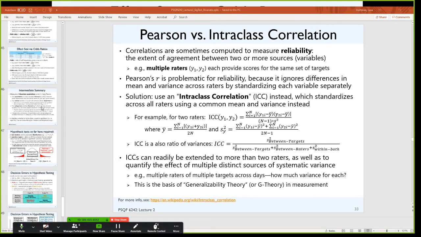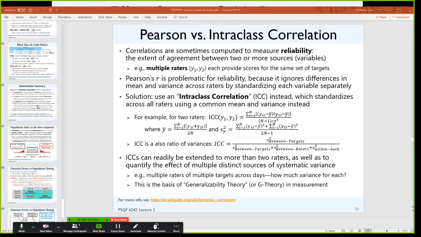Odds ratios, relative risk ratios, and then we get to the cool stuff, decision summary. So we'll see.